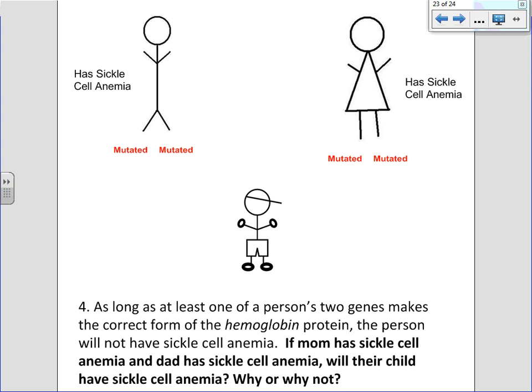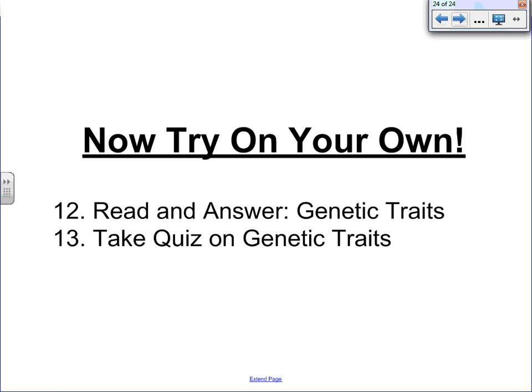meaning that both of dad's genes must be mutated and both of mom's genes must be mutated. Now, the sad thing for Marco here is that since both of dad's genes are mutated, the only thing he can give Marco is a mutated gene, and so can mom. Which means that poor Marco here, will he have sickle cell anemia? Yes. He will have to have sickle cell anemia because both parents can only give a mutated copy of the hemoglobin gene. Poor Marco.